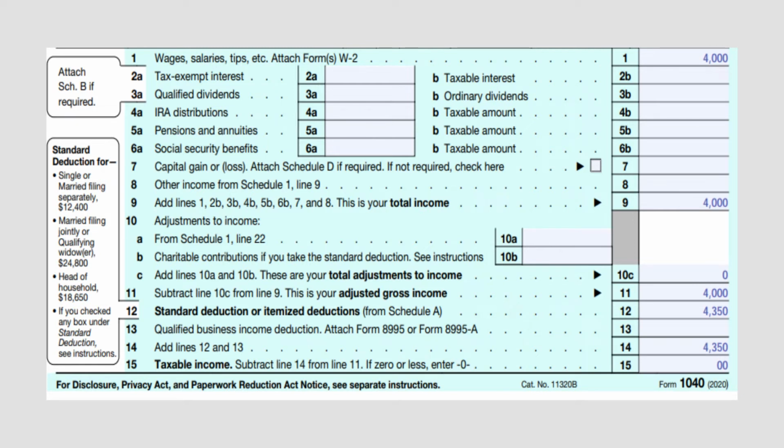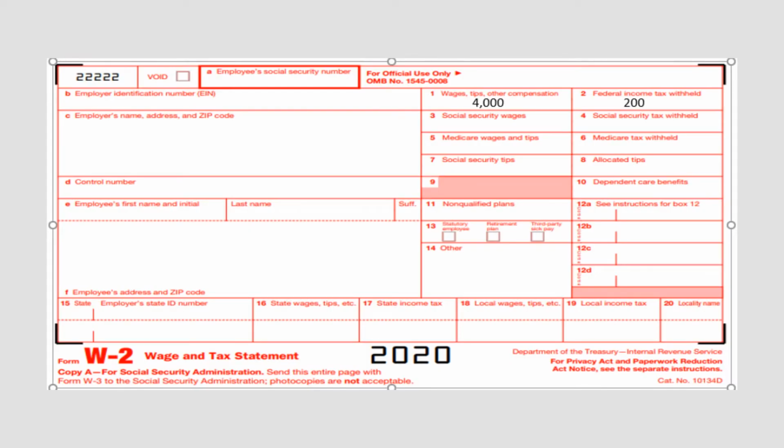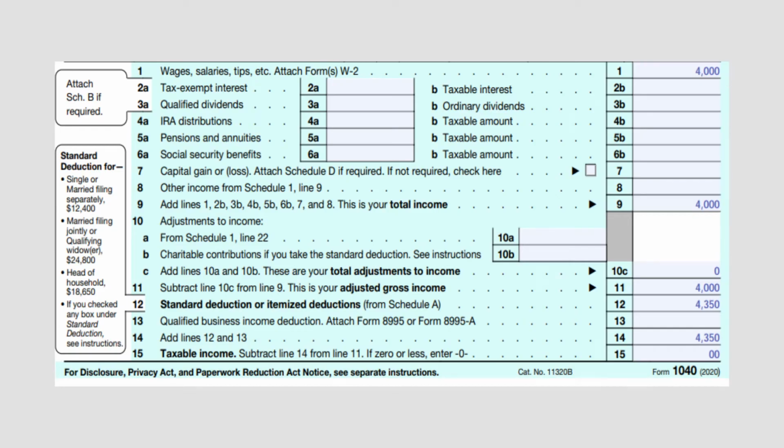This is still page 1 of the Form 1040. It is the bottom portion of the form. On line 1, put your wages. You can find this information on the Form W-2 that your employer sent you in box 1. In our example, your wages are $4,000. Put $4,000 on line 1 and carry that down to line 9 as you had no other sources of income.